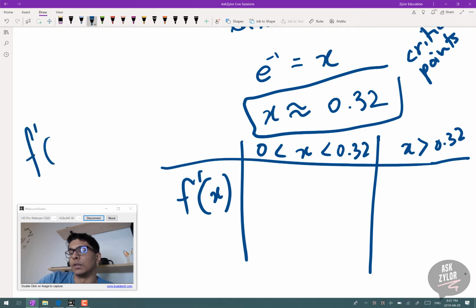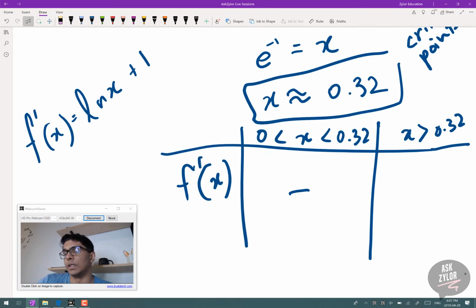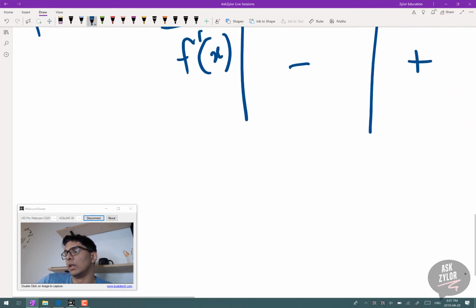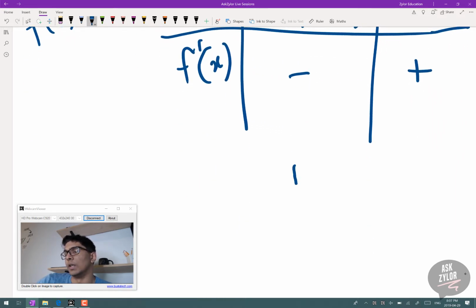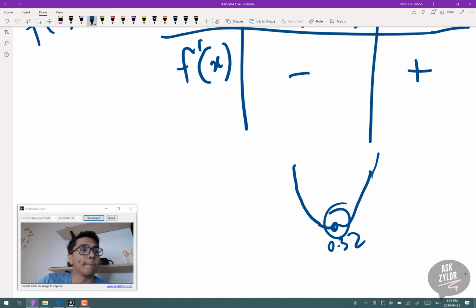My derivative, to recap, was ln x plus 1. If I plug in a decimal into that, I should get a negative number. This tells me my rate of change is negative. If x is greater than 0.32, I should get a positive number, which means my rate of change is positive. In other words, I have a negative rate of change, and at 0.32 it changes to a positive rate of change. So this point will be a minimum. I know there will be a minimum at x equal to 0.32.